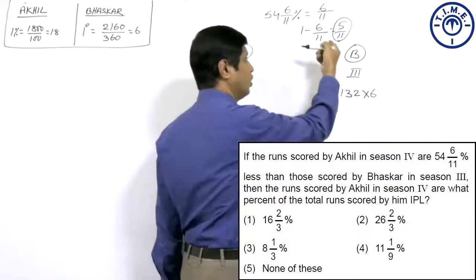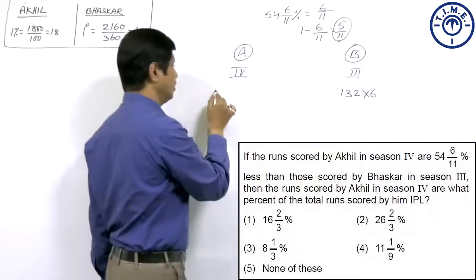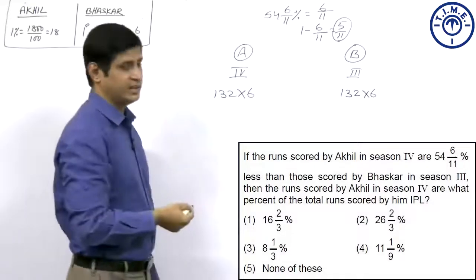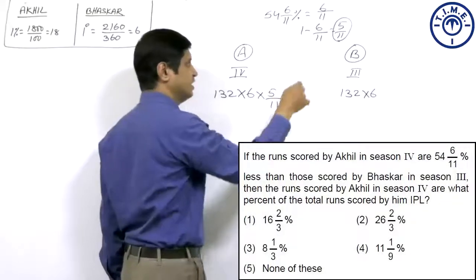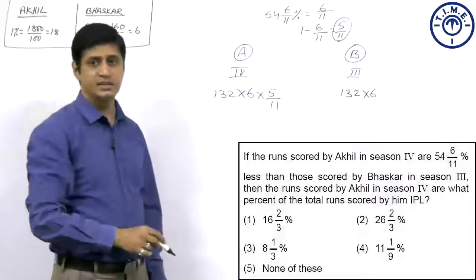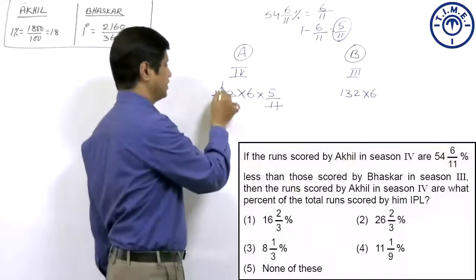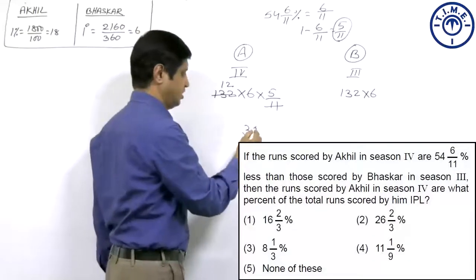We need to observe 5 by 11 of the Bhaskar. So, what is the Bhaskar score here? 132 into 6 is the Bhaskar score. Now, what is the Akhil score? It is 5 by 11 of the Bhaskar score in season 3. Now, simplify results. Here it goes exactly 12 times. The product of these numbers is 360.